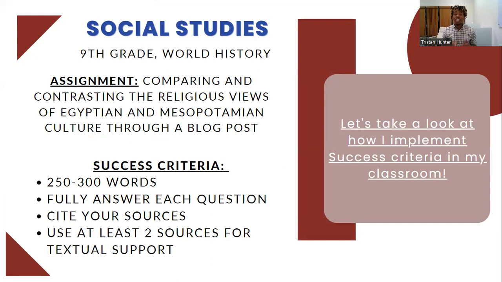Here's their success criteria. It has to be at least 250 to 300 words. It needs to fully answer each question. They need to cite their sources and use at least 2 sources for textual support. As we get ready to watch this video, there are 2 things that I want you all to pay very close attention to. One, pay close attention to how I introduce my success criteria to the students. This is all taking place right at the beginning of class, but then also take a look at how I go through and explain those success criteria to them. So let's take a look at this example.